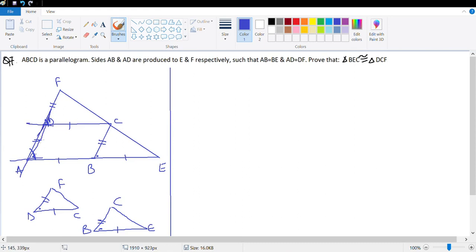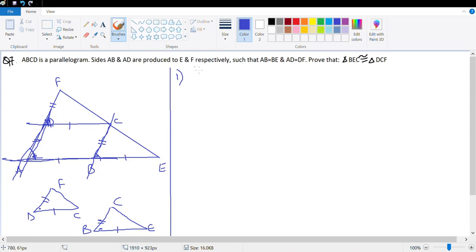Now in case AD and BC are parallel, because they are parallel and this is the transversal, then this angle and this angle are equal because these are again corresponding. So this angle D and angle B eventually are equal. So let's start writing this now.